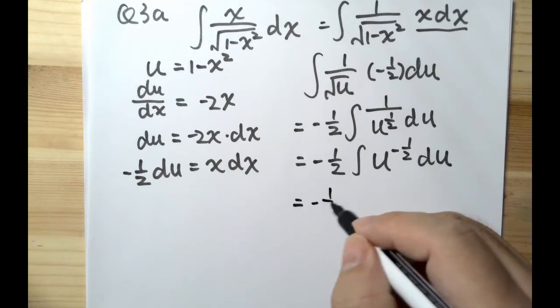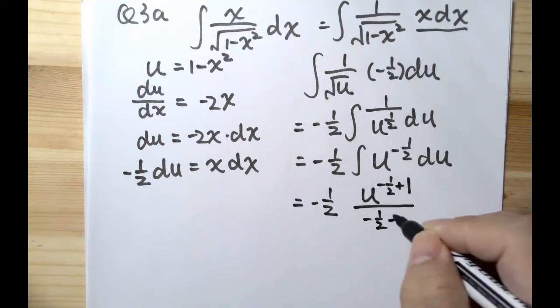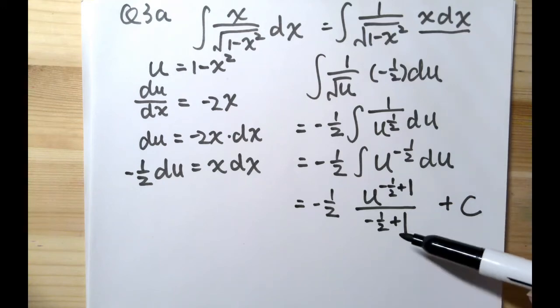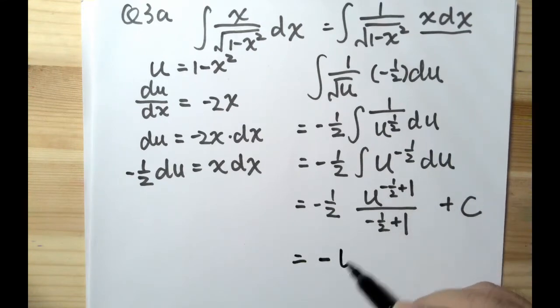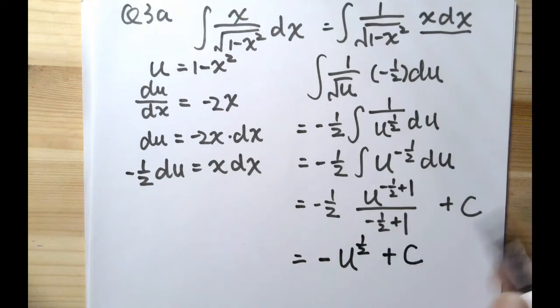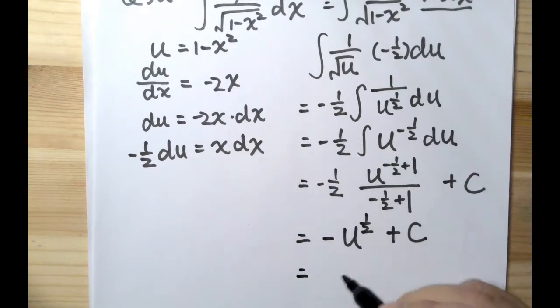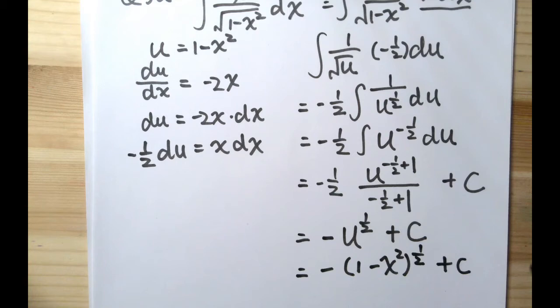That's going to give us negative 1 over 2 times u to the power of negative 1 over 2 plus 1, over negative 1 over 2 plus 1, and then don't forget to add the arbitrary constant c. After simplification, you will notice that negative 1 over 2 plus 1 gives you 1 over 2. Negative 1 over 2 over 1 over 2 gives you negative 1. So this part is u to the power of 1 over 2 plus constant c. And like we just discussed, we need to substitute u back with 1 minus x squared. That gives us negative (1 minus x squared) to the power of half plus constant c, and then we finish this problem, 3a.